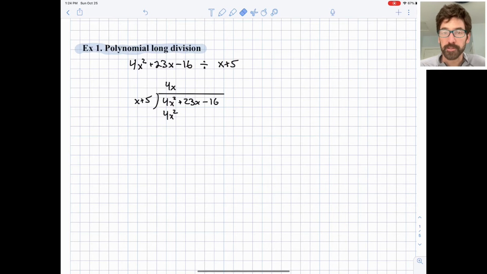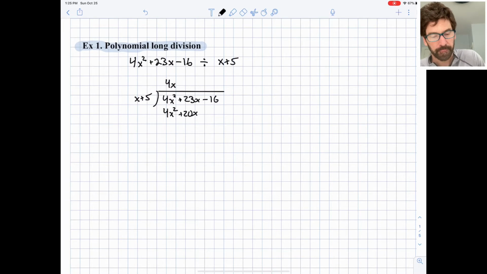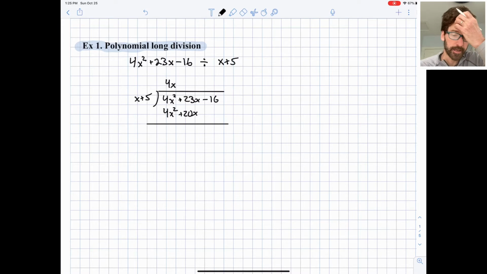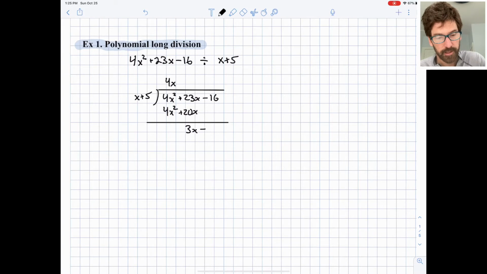Okay? We also need to multiply the 4x by the 5. So we need to multiply these together. And that gives us a 20x. And then just like we did earlier with the simpler example, we can subtract. 4x squared minus 4x squared is 0, but 23x minus 20x is 3x, minus 16.